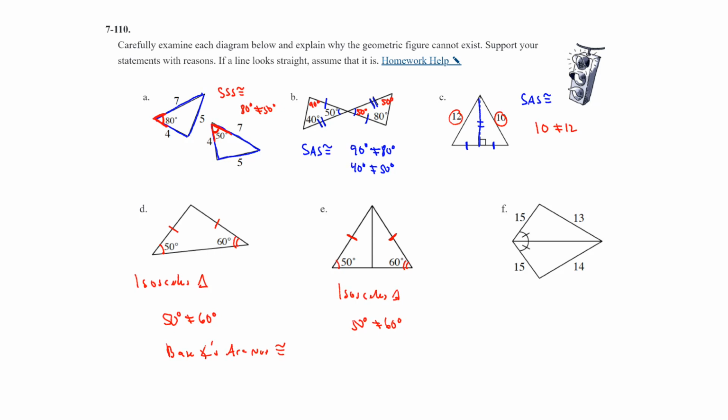And part F, we have a length of 15, a length of 15. We have an angle that is congruent, and then we also have the side length that they share in common using the reflexive property. So it looks like we have a side angle side congruency, but the corresponding part on the other side is not the same. So 13 does not equal 14, so that's the problem on that.